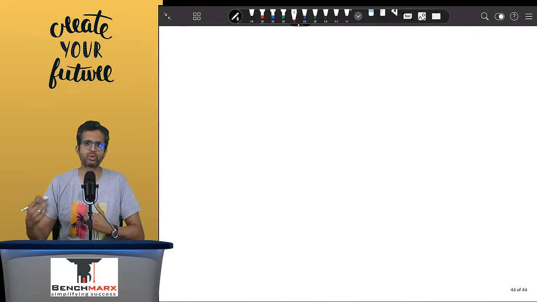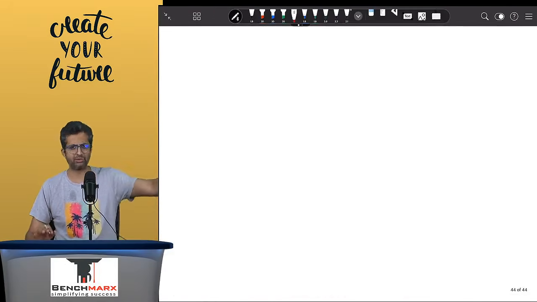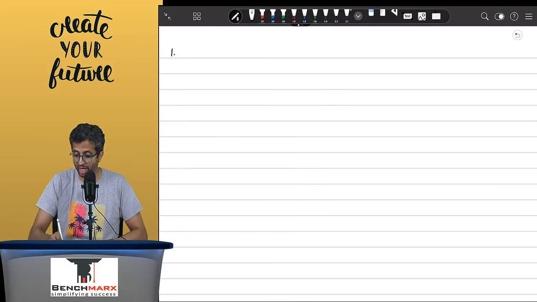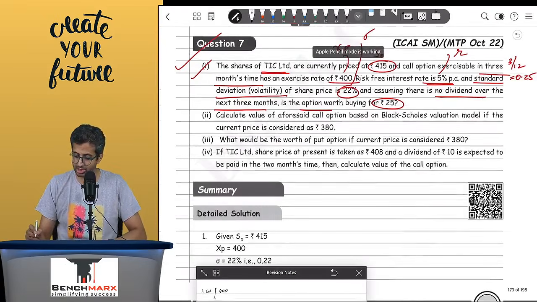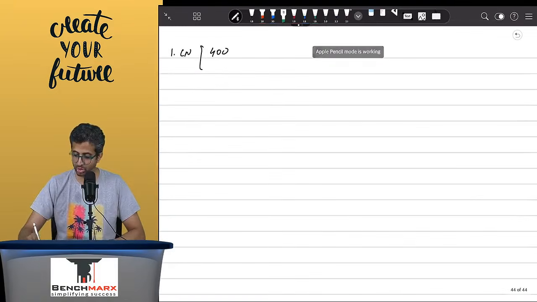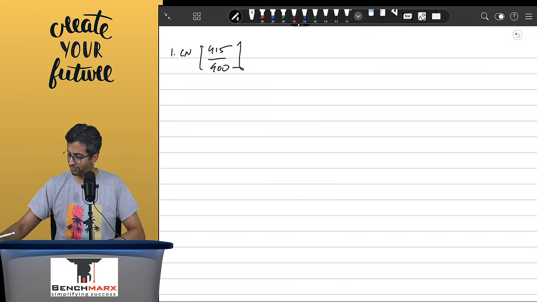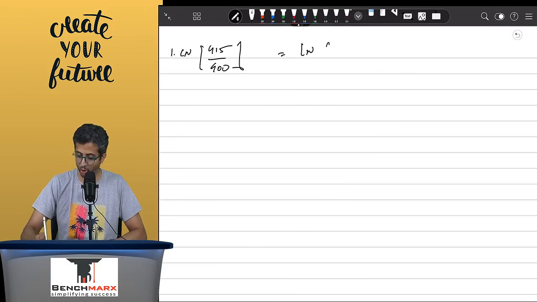So if I were to do this using the Black-Scholes model, to apply the formula I need to find the natural log of S0 upon XP. S0 is today's spot price, which is 415 rupees, upon the exercise price, which is 400 rupees. So this will be 415 upon 400, which comes to 1.0375. So this is the natural log of 1.0375.